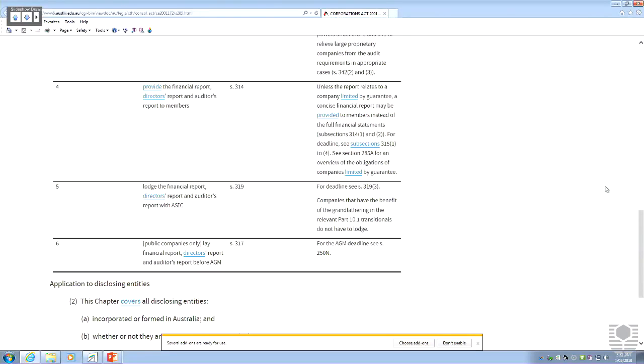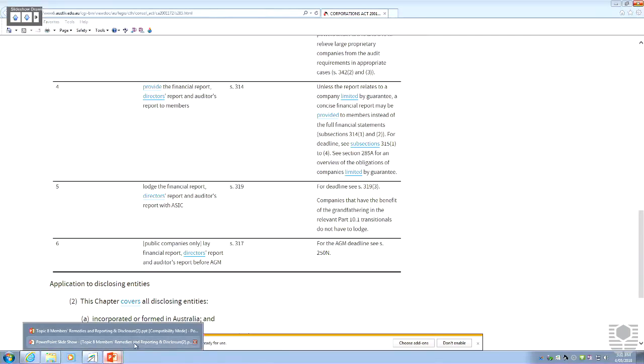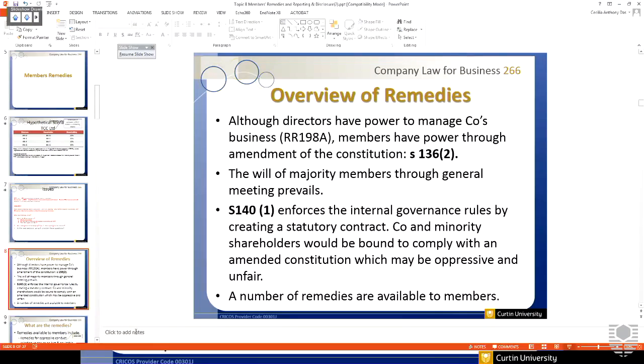Don't forget, you have got your multiple choice questions coming up. All right? Lodge the financial report, director's report, and auditor's report with ASIC, section 319. And for public companies only, lay the financial report, director's report, and auditor's report before an AGM, section 317. So that is an overview in relation to the reporting requirements.